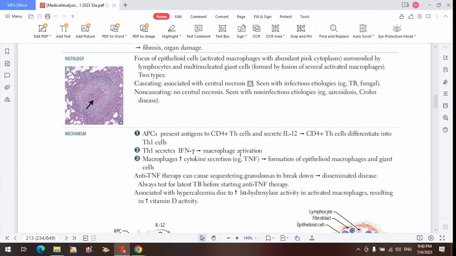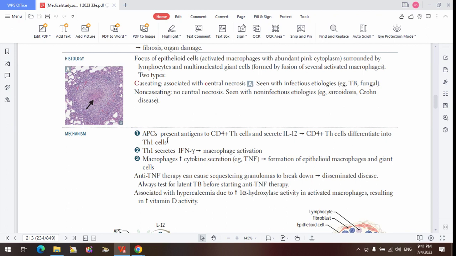So the formation of this granuloma, this is how it starts. Just like we said, once a TB infection comes in, the macrophages will pick up the antigen, they will go to the lymph node, and they will stimulate the naive T cells in the lymph node by releasing interleukin 12. So the naive T cell will be forced to go to TH1. Once TH1 is activated, it will release two things, interleukin 2 and gamma interferon. Gamma interferon will now start activating the macrophages.